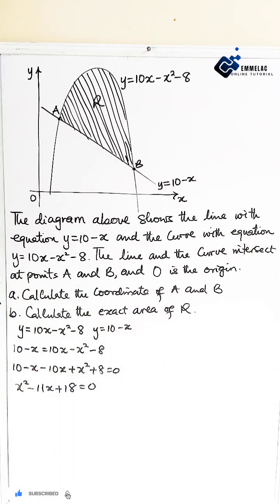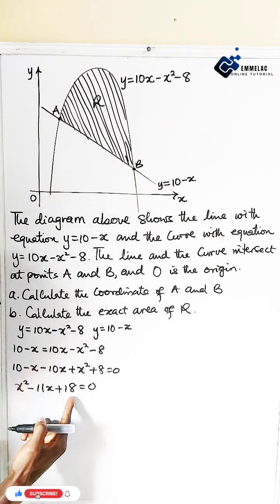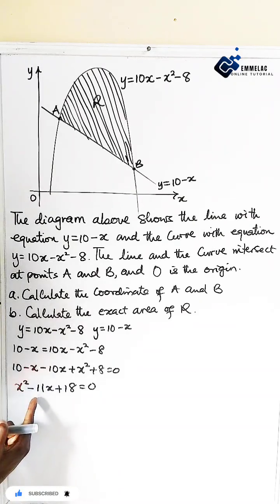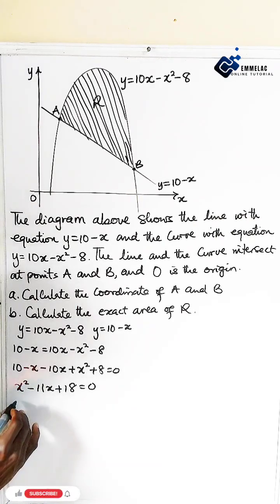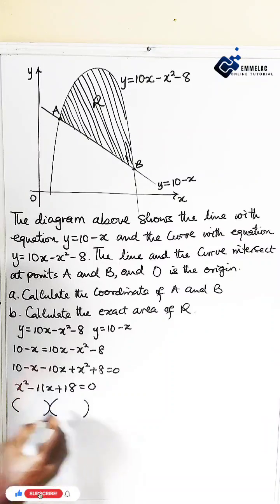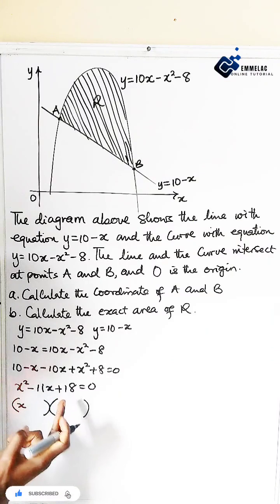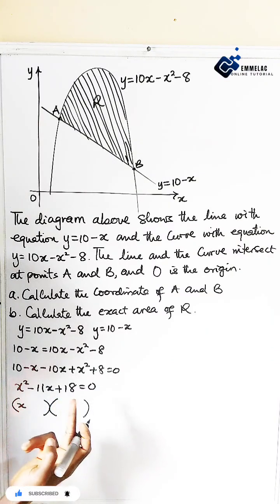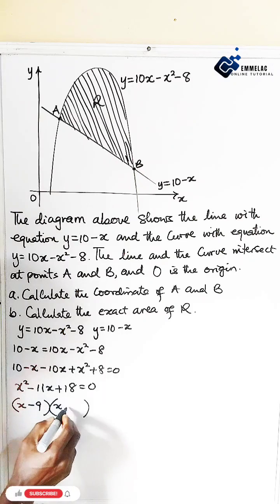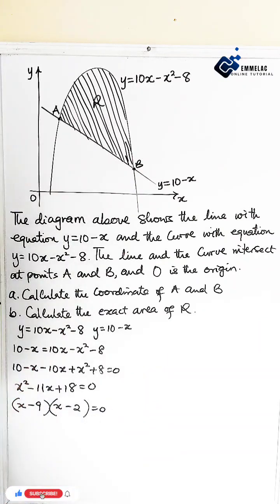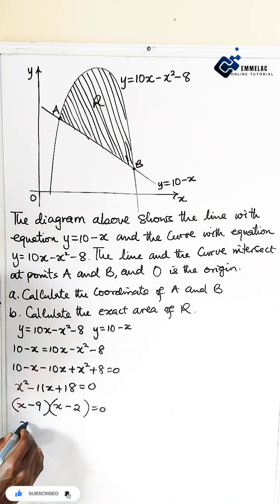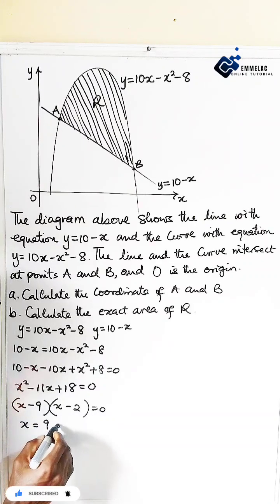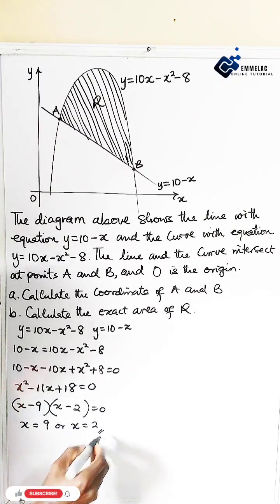Here we now come up with a quadratic equation, and we need to factorize. By factorizing, we need two factors that multiply to give positive 18 and add to get negative 11. Those two numbers will definitely be minus 9 and minus 2. So here we have x minus 9 times x minus 2 equals 0. We can conclude that x equals 9 or x equals 2.